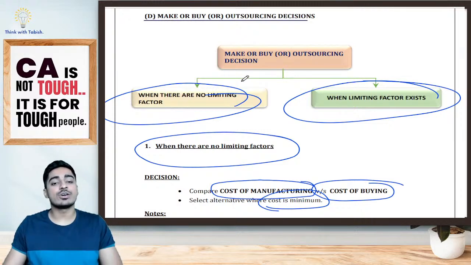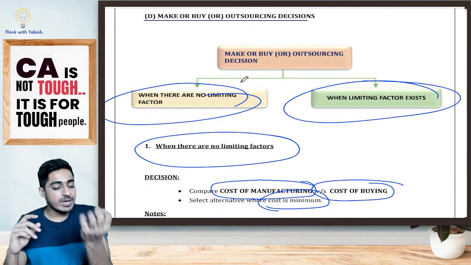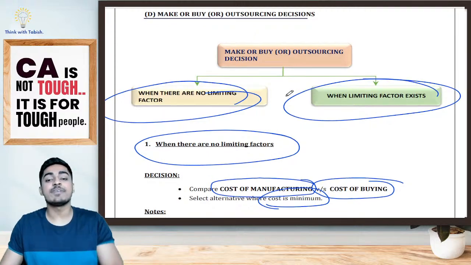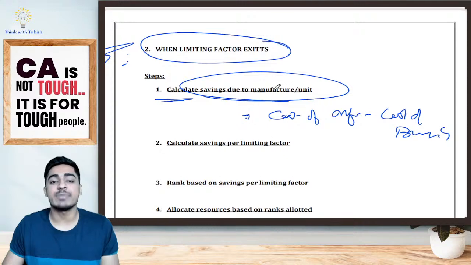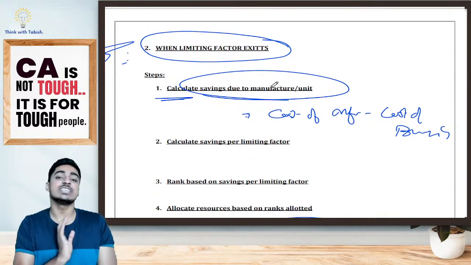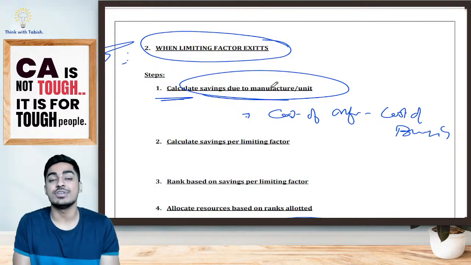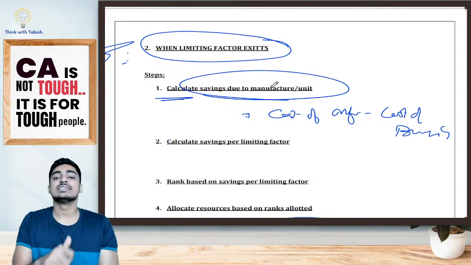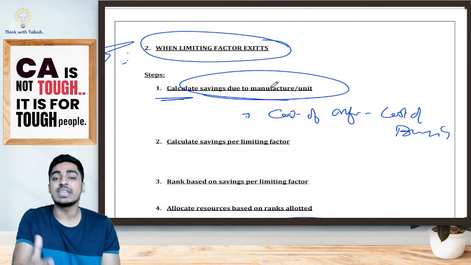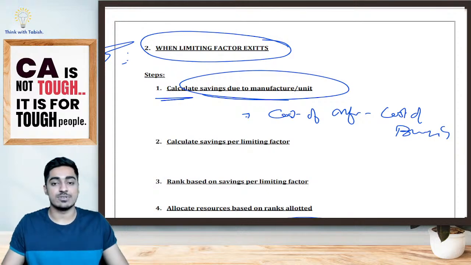And we have make or buy or outsourcing. If there is no limiting factor, we see whether the cost of manufacture is cheaper or the cost of buying is cheaper. Whichever is cheaper, we do that. But if a limiting factor exists, first we see if manufacturing is cheaper or buying is cheaper. If buying is cheaper, we buy. If manufacture is cheaper, we see by how much it is cheaper, how much we can save per unit by manufacturing. Step number one. Second, we calculate the savings per limiting factor. And based on the savings per limiting factor, we allocate the resource. This is how we do it. Balance things will be done tomorrow.